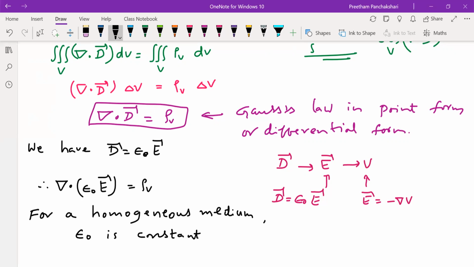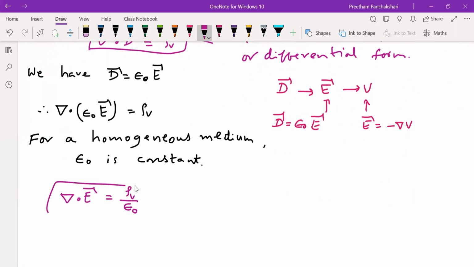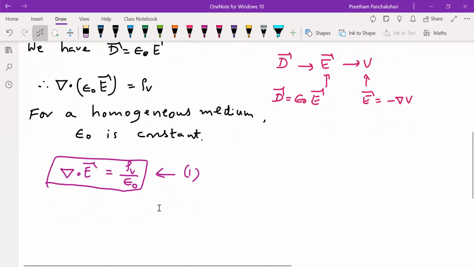So therefore, the next part of the relation becomes del dot E, divergence of E is equal to rho V by epsilon naught. This is one of the important relations here. Let it be equation number 1. Now, as I said, I would like to convert electric field to electric potential using the gradient relation.